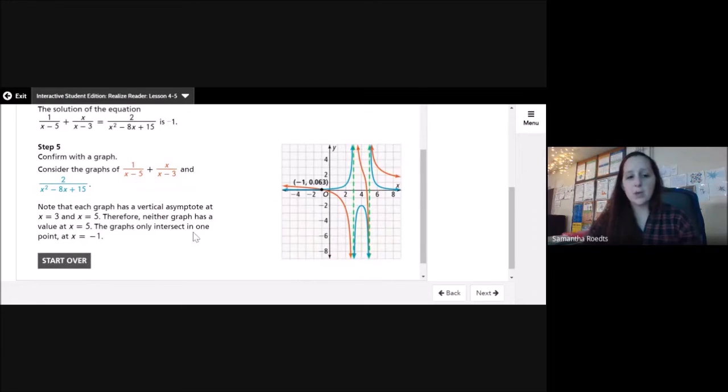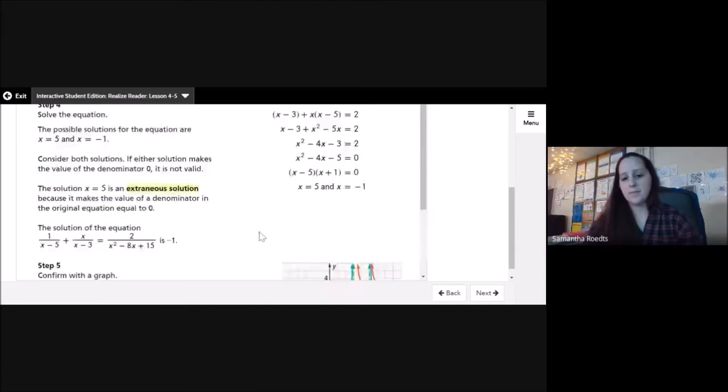I can always confirm with a graph. I can consider the graphs of 1 over x minus 5 plus x over x minus 3 and 2 over x squared minus 8x plus 15. So the red, the blue, so that gives me that. Note that each graph has a vertical asymptote at x equals 3 and x equals 5. Therefore, neither graph has a value at x equals 5. The graphs only intersect in one point, which is right here at x equals negative 1.